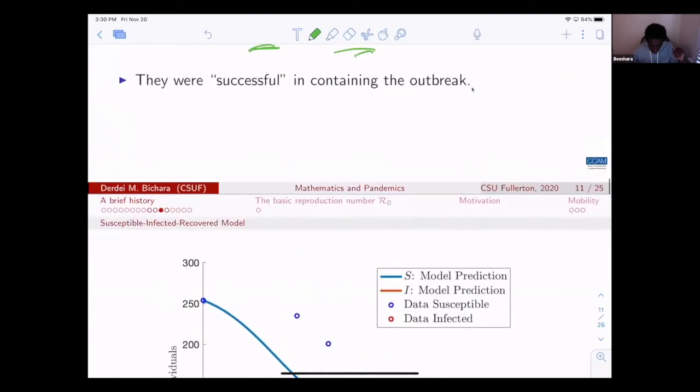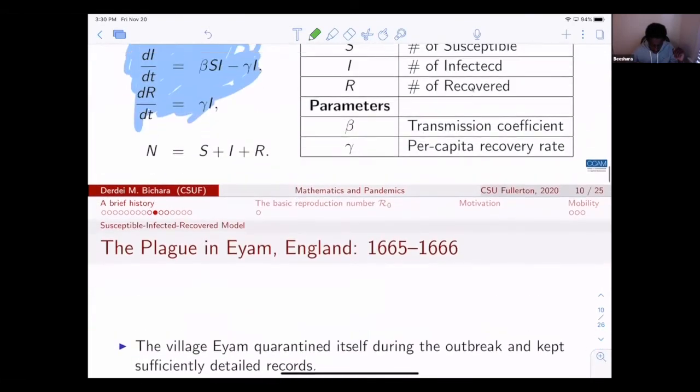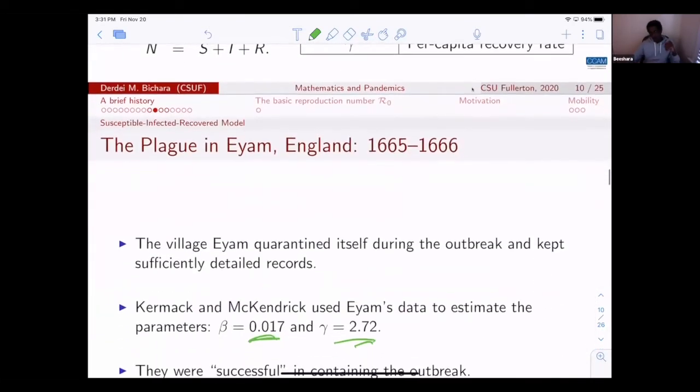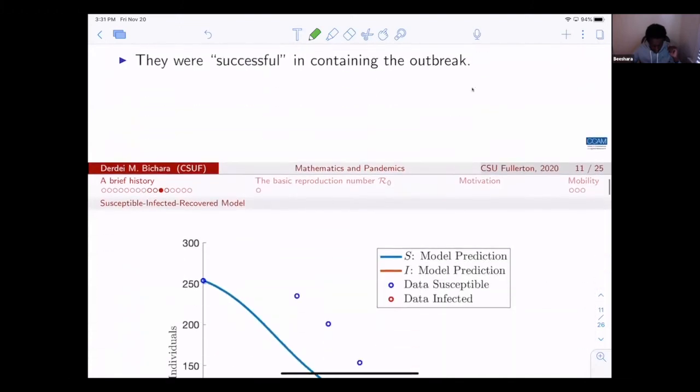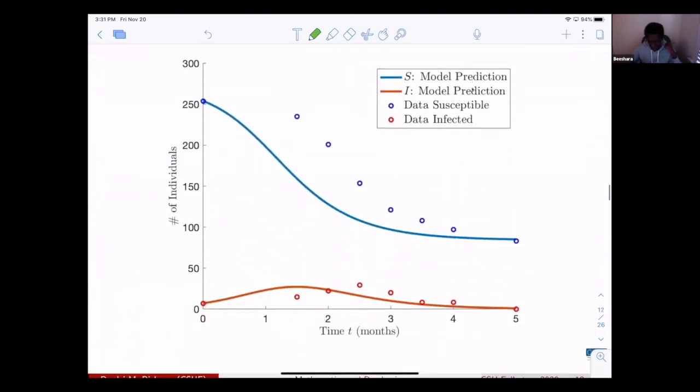So now, if we want to test the Kermack and McKendrick model with the data, what do we have? That's what we'll be getting. This is a curve by the SIR model, right? And these are the actual data, people who are susceptible, people who are infected. And these are in terms of months, so it spans like 5 months.